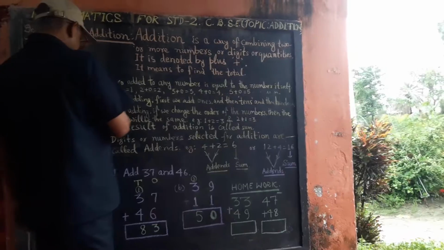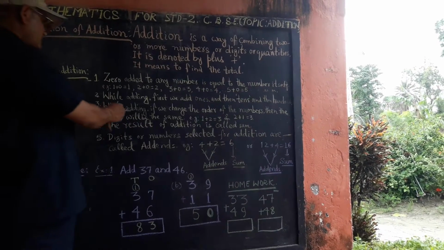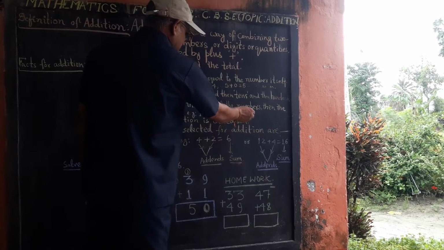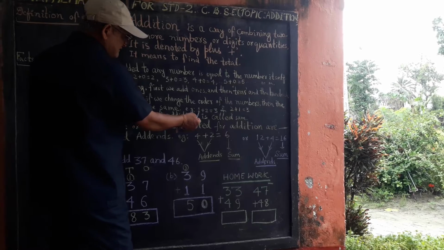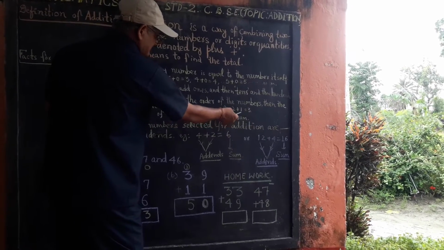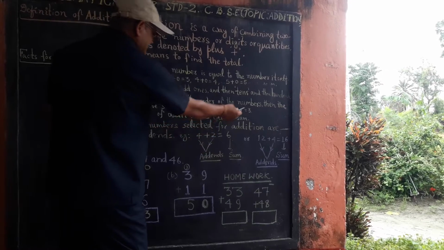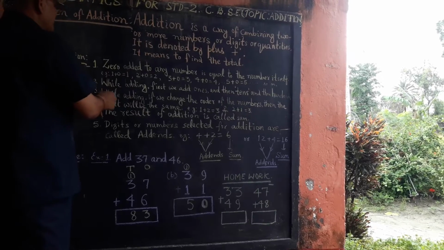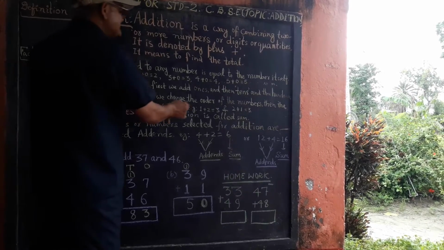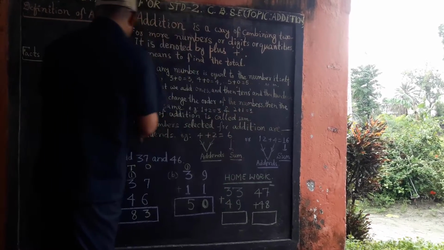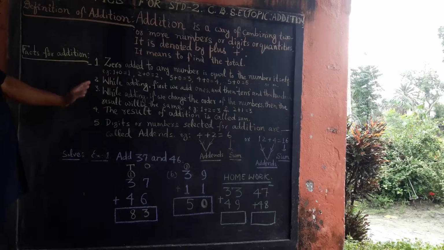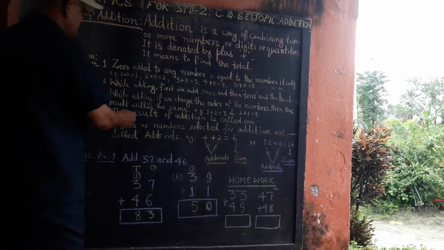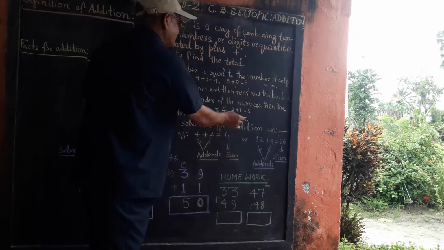As for example, you can see 1 + 2 = 3 and 2 + 1 = 3. Here the position of this 1 changed in the second case, but the result is the same. So it is essential to remember that while adding, if we change the order of the numbers, then the result will be the same. And fourth fact is this, that the result of addition is called sum.